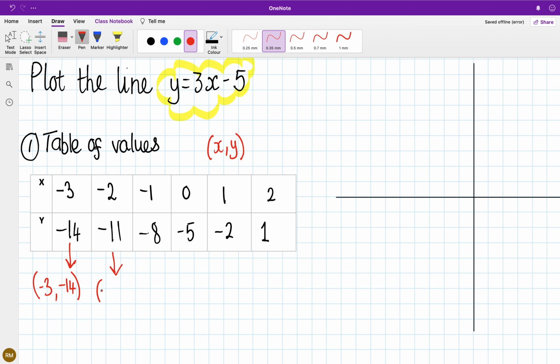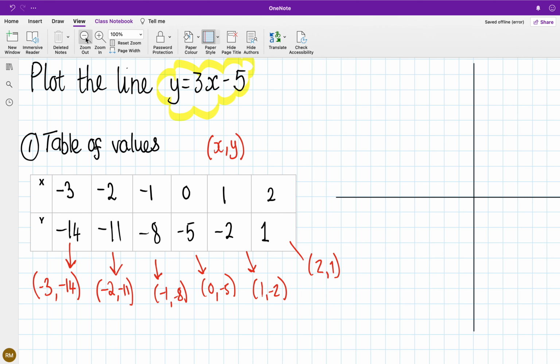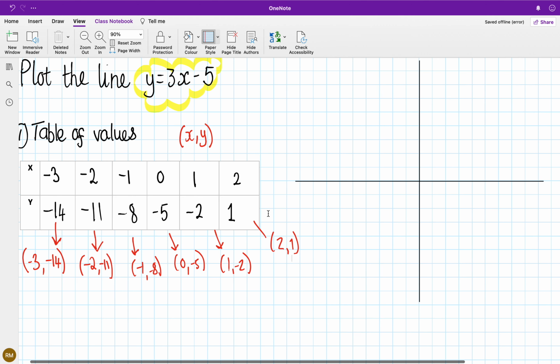the coordinate -2, -11, -1, -8, 0, -5, 1, -2, and 2, 1. I'm just going to move over to the graph on the right hand side.